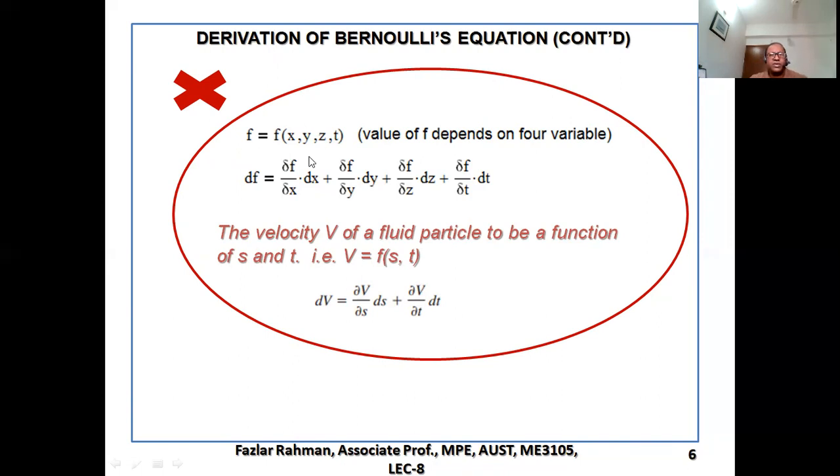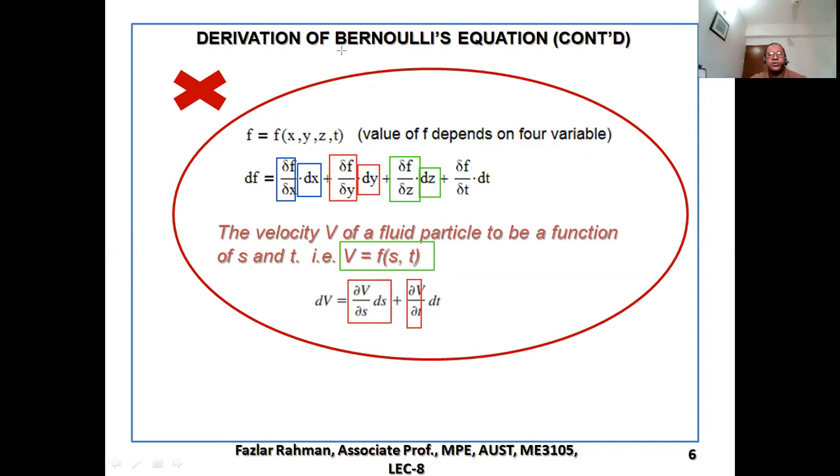So f is a function of, you see, four variables. Then how can you figure out the df? df equals, first you take the derivative with respect to one variable, df by dx into dx. Then you figure out df by dy into dy. Similarly, you have variable z, df by dz into dz, then t. Now, the velocity of the fluid particle is a function of s and t. So I can say v equals f of s and t. So what will be the dv? dv equals, you see, df, that means del v by del s into ds, so you're getting one term, plus del v by del t into dt.